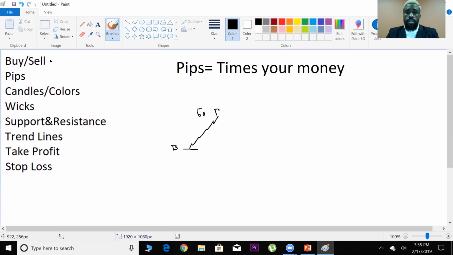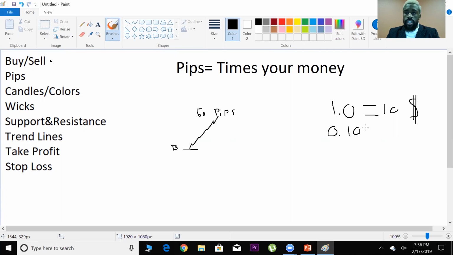That means if you were to put a lot size over here, as you guys may see, a lot size of 1.0, which is $10. If you were to put 1.0, the market moves up 50 pips. That means you have $10 times 50, which is $500. Simple and clean.